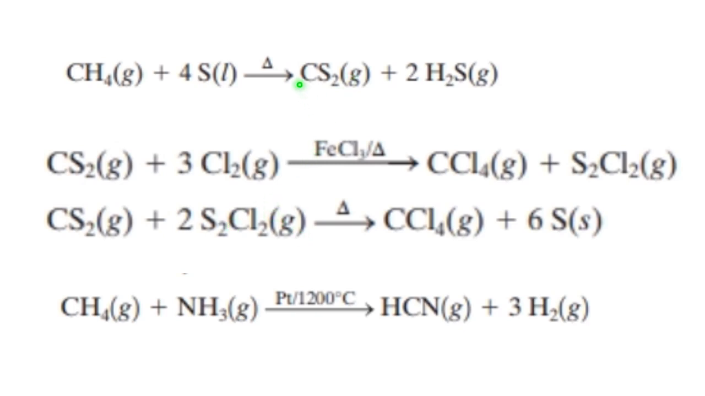Other compounds of carbon include carbon disulfide, CS2, which in turn can react with chlorine to make carbon tetrachloride. You also can have a reaction of CH4 with ammonia to make cyanide, CN-, or in the form of hydrocyanic acid, HCN. Formally, this is an organic compound and CN- is not.